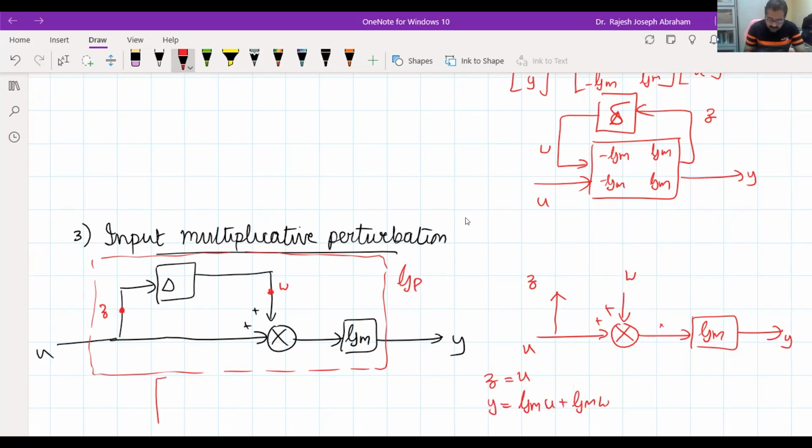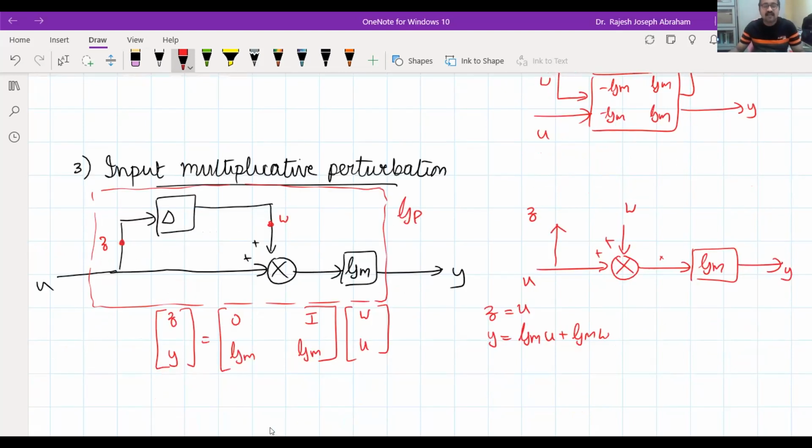So what will you get in ULFT form? Z and Y will be equal to something into W, U. Okay. For the U term we have I, and corresponding to W we have 0. Similarly, from the Y equation, corresponding to W we have a GM term, and corresponding to U we have another GM. Okay. So this input multiplicative perturbation has been broken down to a standard upper LFT form.